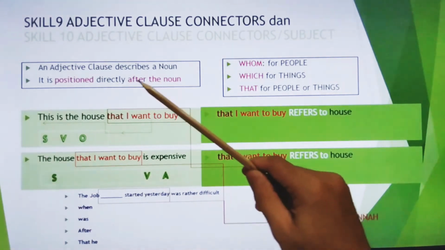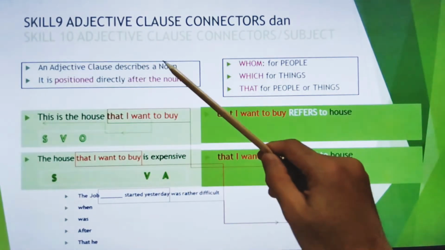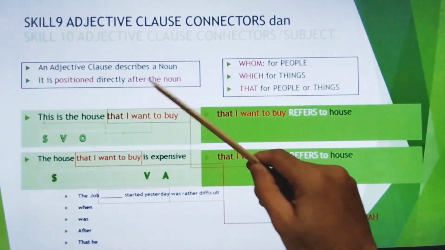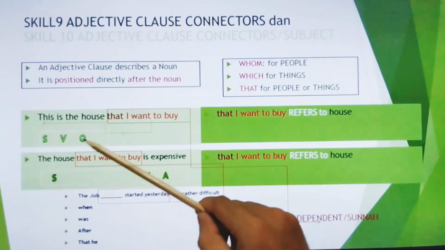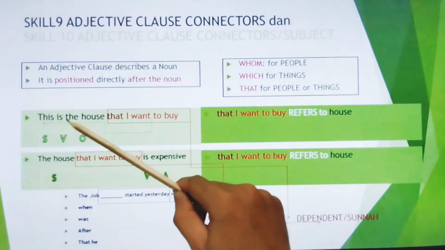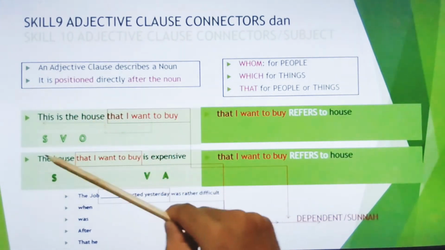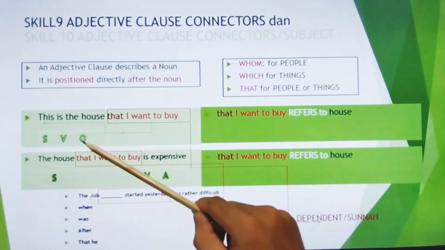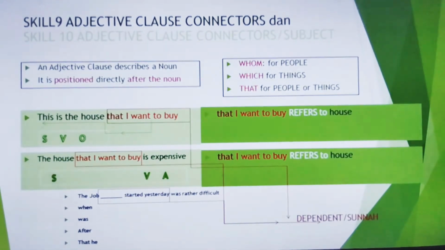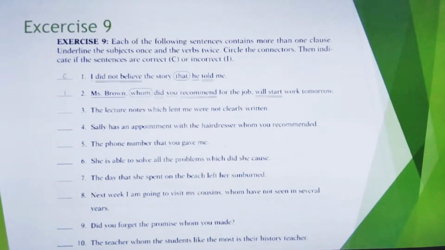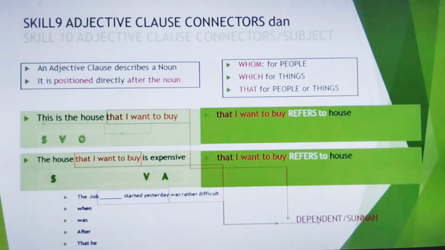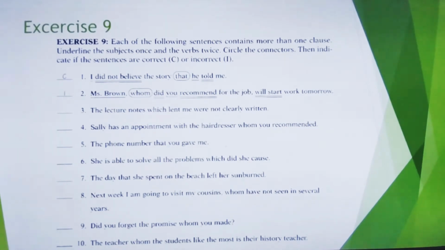Okay, that is the point. Remember, an adjective clause describes a noun and is positioned directly after the noun. The noun could be in subject or in object position. So that is the point for skill 9. Now we go to exercise 9 about adjective clause. Take a look at the example for number 1.